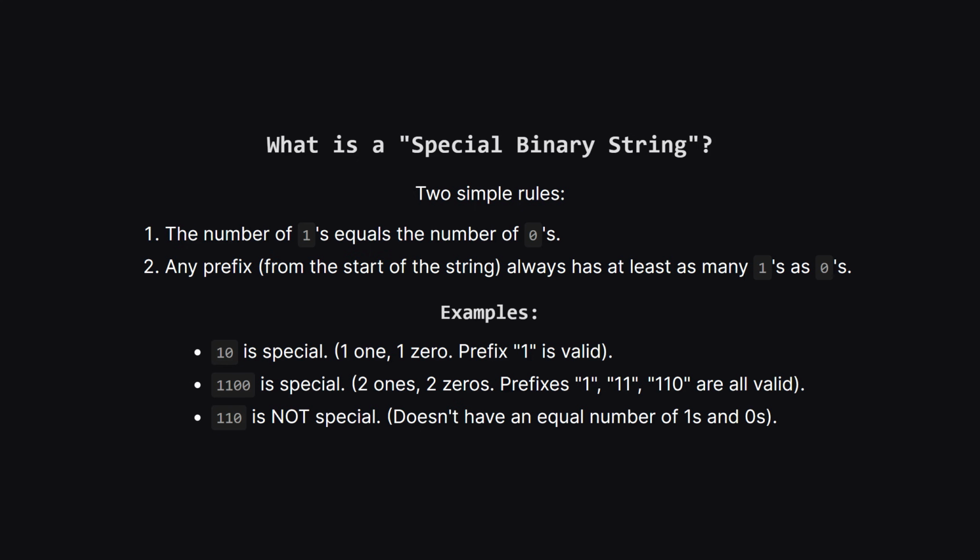First, what makes a string special? There are just two rules. The string must have the same number of ones and zeros. And second, as you read the string from left to right, the count of ones must always be greater than or equal to the count of zeros. Think of a 1 as an opening parenthesis and a 0 as a closing one. It's just like a balanced parentheses problem.